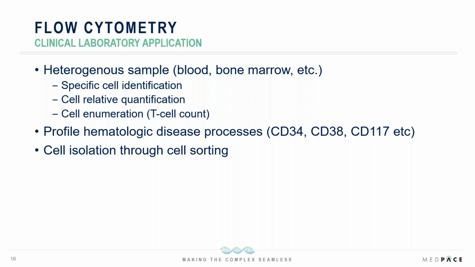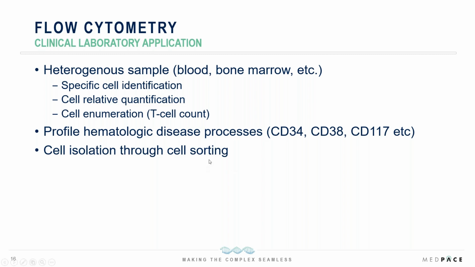We can do an absolute cell count by cell enumeration. For instance, one in vitro diagnostic assay that we run profiles the CD4 and CD8 T cells, and that's useful in HIV tracking. We can profile hematologic disease processes by labeling for various markers. For instance, we can track B-cell malignancies over time by using B-cell markers. We can use stem and progenitor cell markers and track myeloid malignancies over the course of a study.